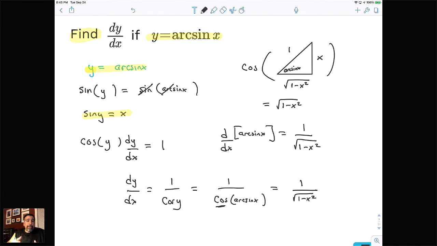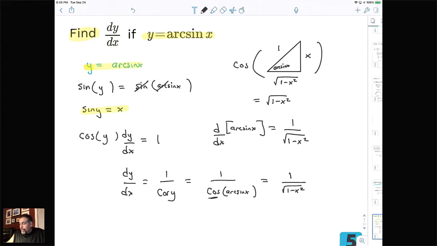So I really like this because I am so worried about my students confusing their inverse trig derivatives. This gives them a safety net. They can always make sure that they've got it right.